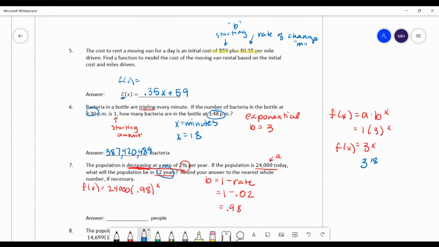Now to answer my question, I'm going to plug in 12 for x. So 24,000 times 0.98 to the 12th power. We need to do that 0.98 to the 12th power first, and then multiply by 24,000. We should expect a number smaller than our starting population since we're decreasing. And we're going to round to the nearest whole number. So I got 18,833 when I put that in the calculator.